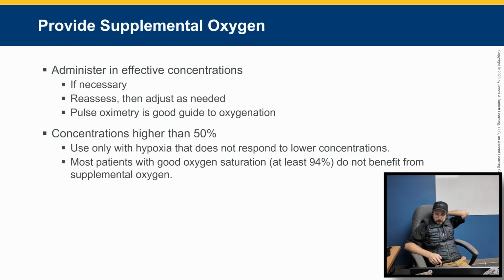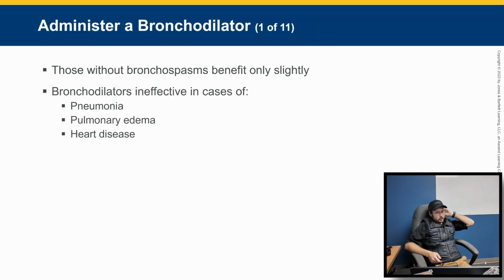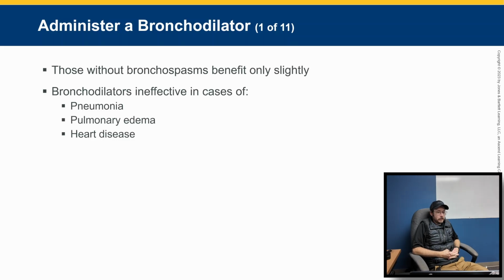Providing supplemental oxygen, administering bronchodilators. Anybody having questions about the bronchodilators? All right. So, bronchodilators are ineffective for pneumonia. Why is a bronchodilator ineffective in pneumonia? Because bronchodilators are used for smooth muscle, not infection. Right. And typically your problem with pneumonia is not swelling and inflammation. It is buildup of infectious mucus. So the bronchodilators don't directly improve their condition.